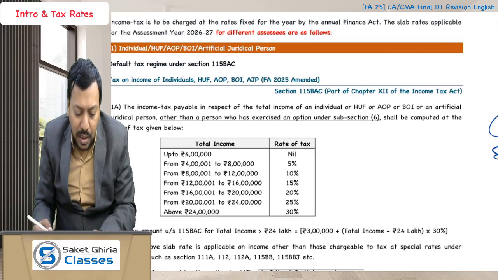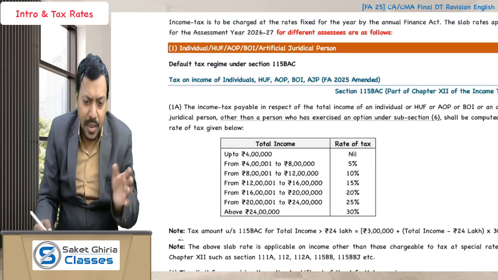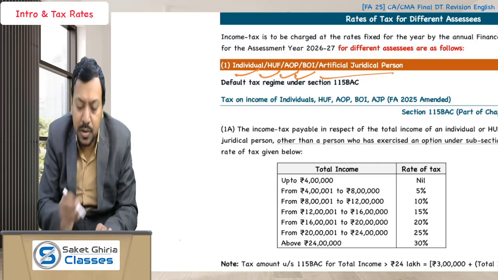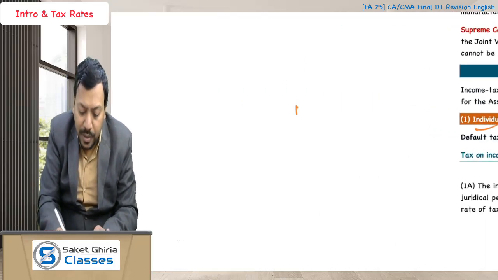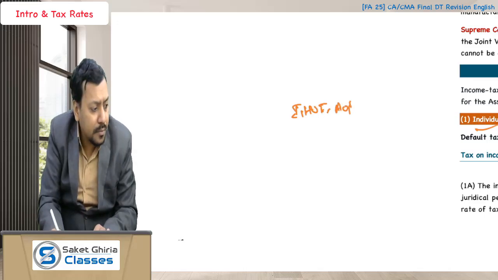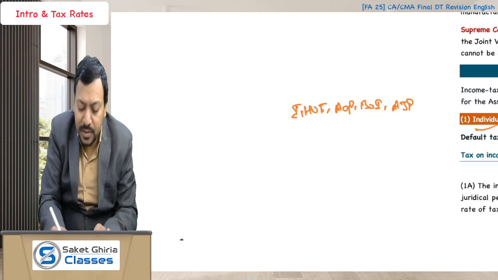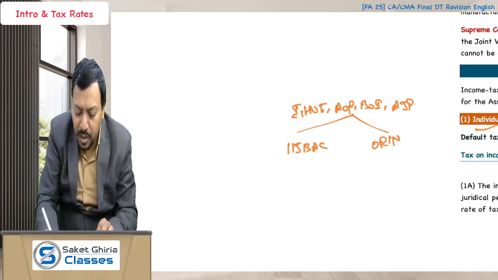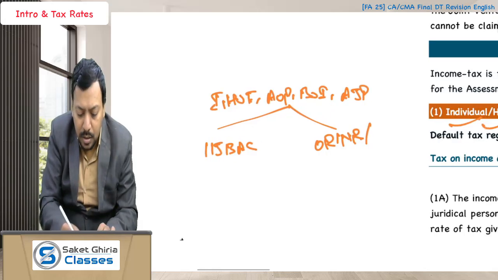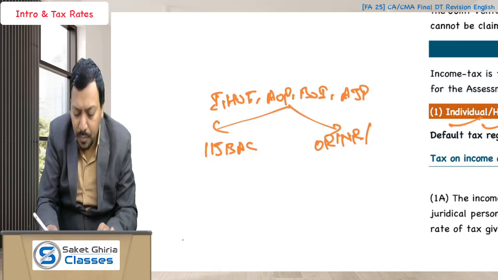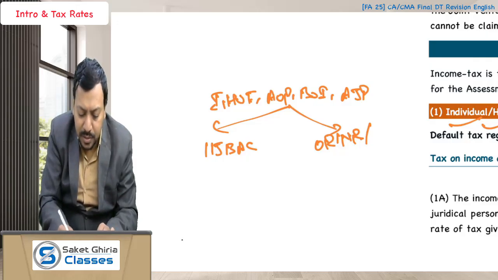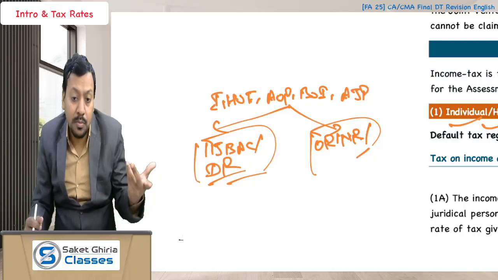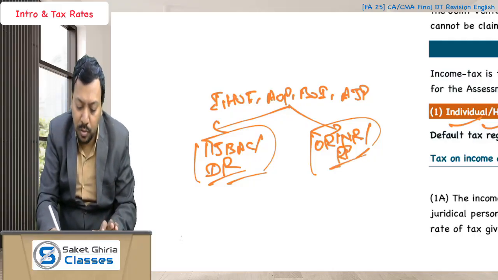Dear friends, now we are starting our main revision and we will start with the revision of the income tax rates. The very first thing that we are going to revise is the tax rate for individual, HUF, AOP, BOI and artificial juridical person. For all of these, there are two tax regimes, as you know very well. One is 115BAC, or the default regime, and another is the optional regime or normal regime, or the regular provisions.